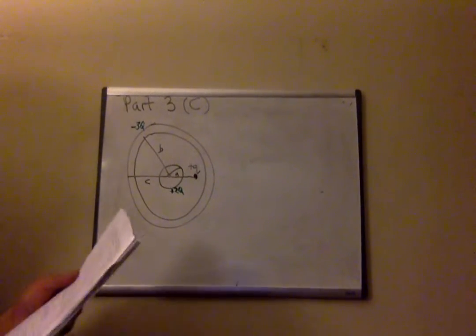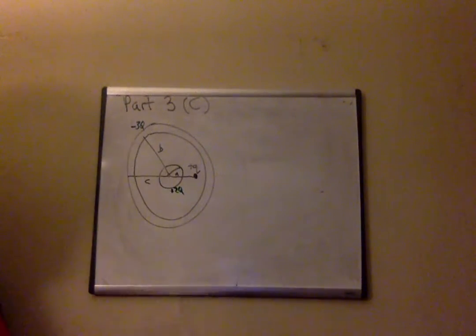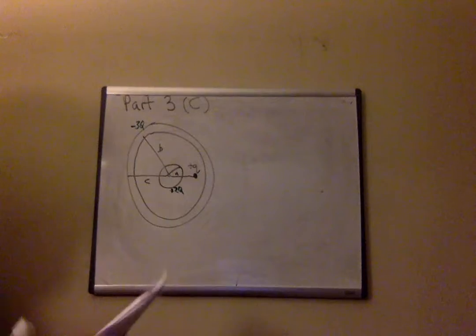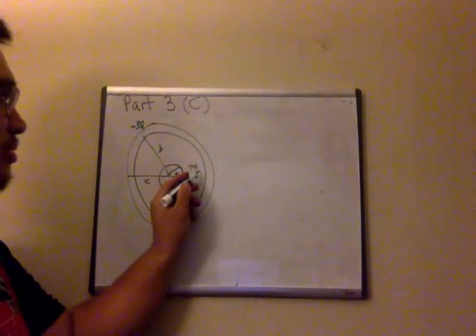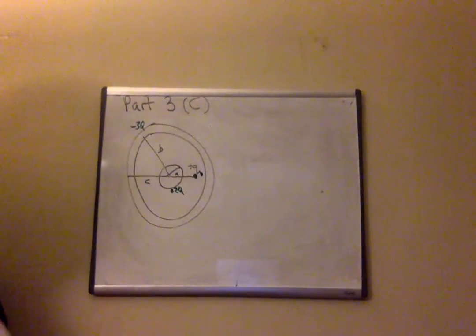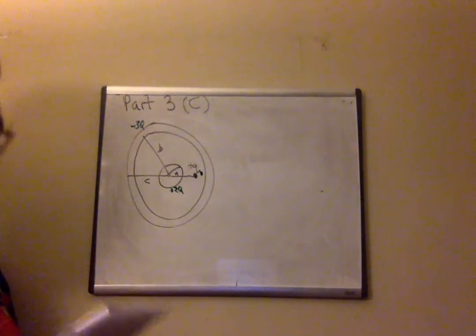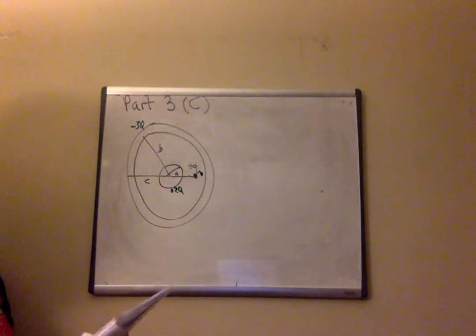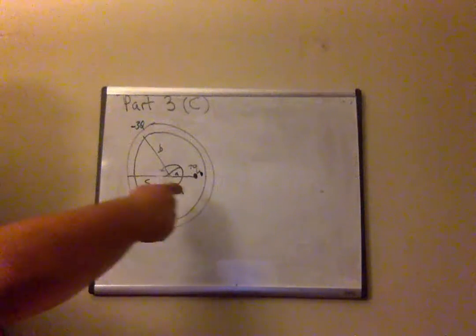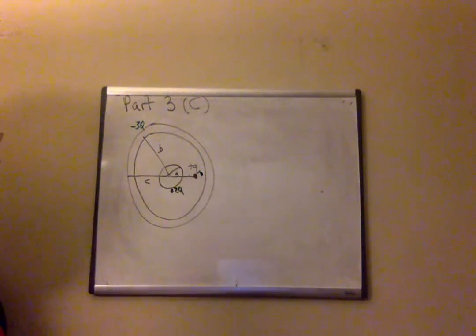So this is part three of the exam one, part C. Part C says if a positive test charge, so I drew that here, this positive test charge, Q sub naught, was placed in the region between A and B. So basically, I just decided arbitrarily to put it right there because that's in between that region.